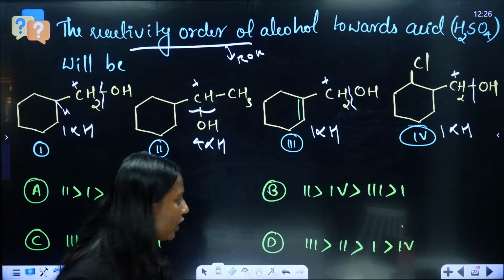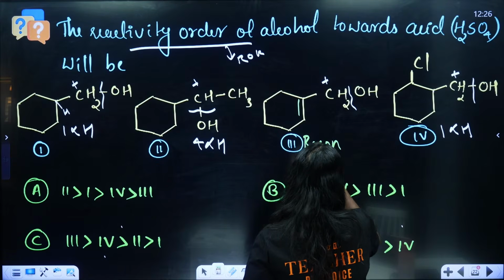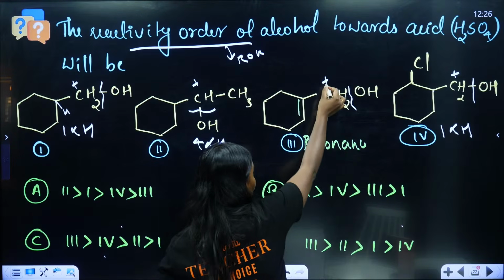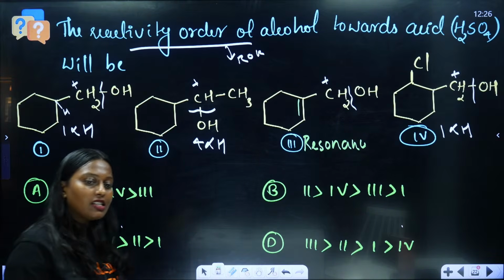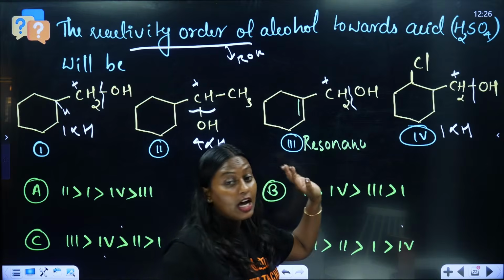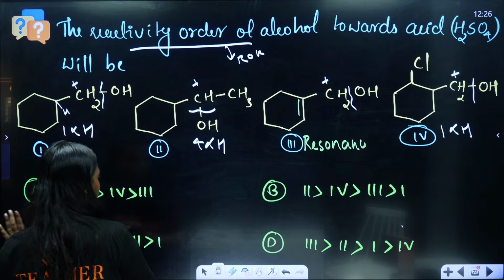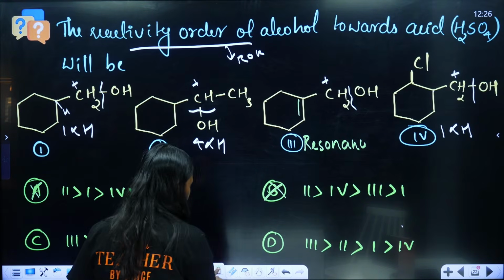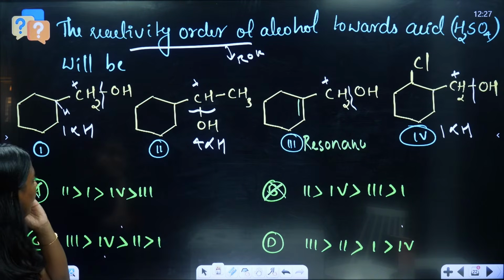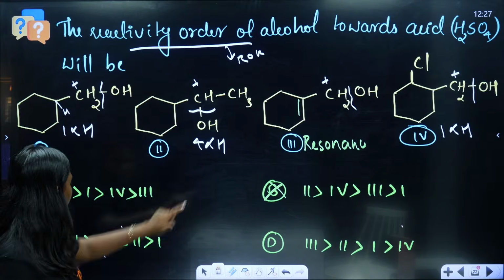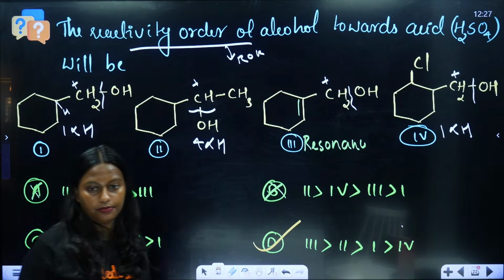So guys, here you can see that resonance is there. Positive, negative, double bond means you can see conjugation. Conjugation is there means resonance is there, and resonance means it is more stable. So which one is more stable? I can eliminate A and B, so maybe D or C will be the correct answer. Here, the second one is the correct answer.